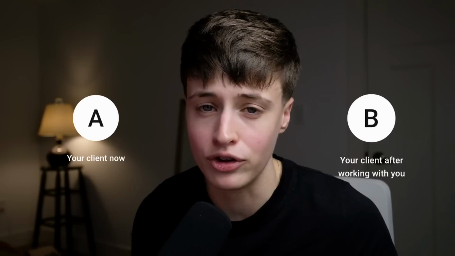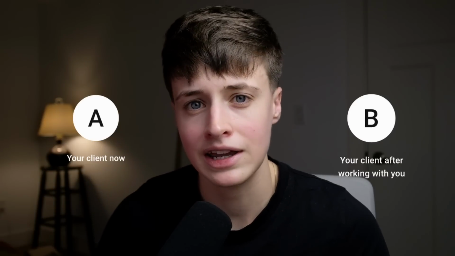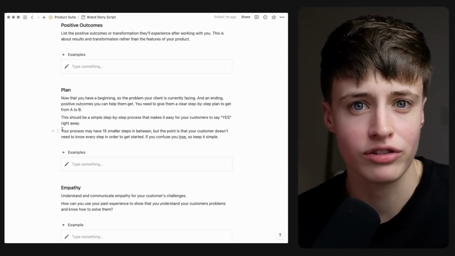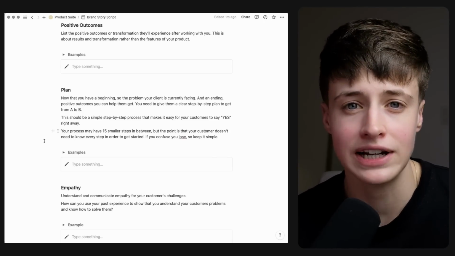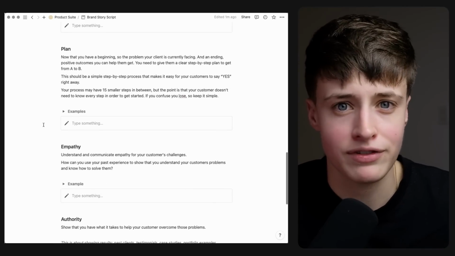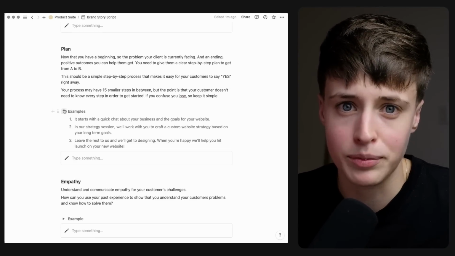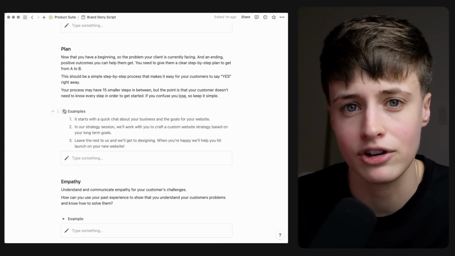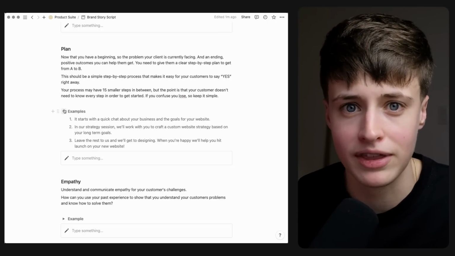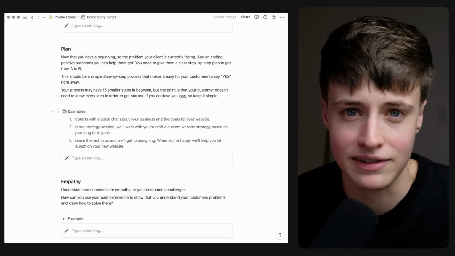And what we're going to do now is give your client a plan. Now that you have a beginning, the problem that your client is currently facing, and you also have an ending, which is the positive outcomes that you can help them get, you need to give them a clear step-by-step process to get from point A to point B. This should be a simple 3 to 4 step process that makes it really easy for your customer to say yes right away. Your process may actually have 15 smaller steps in between each of these, but the point is that your customer does not need to know every single step to get started. If you confuse or overwhelm them, then you lose, and so you want to keep this as simple as possible.